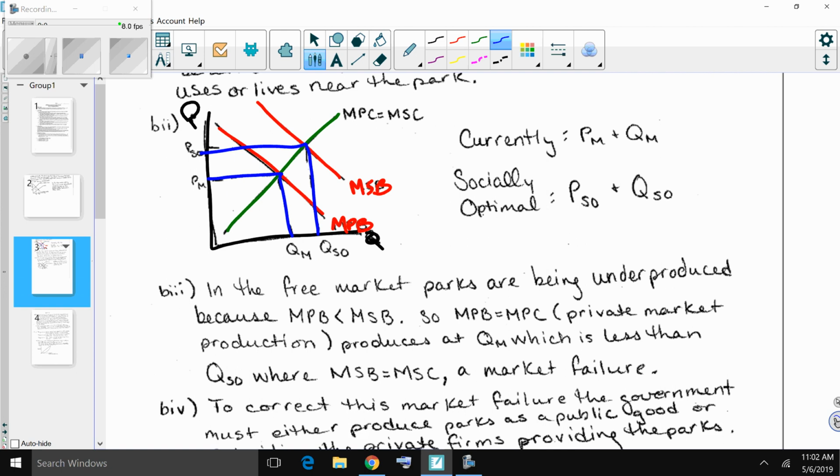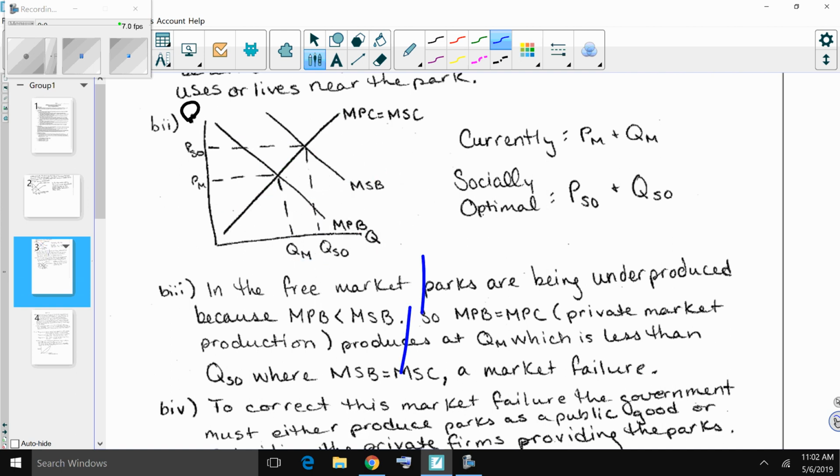Socially optimal. So you can see that they are underproduced because we want more, and they're underfunded, underpriced, because we should pay more because of the benefits that they would give us. So that is our market failure.